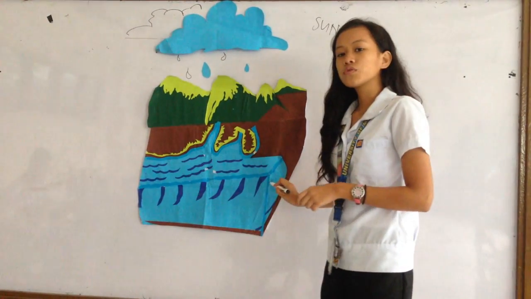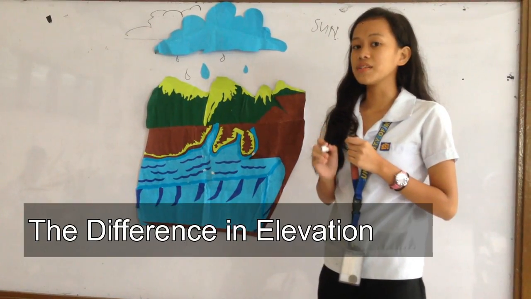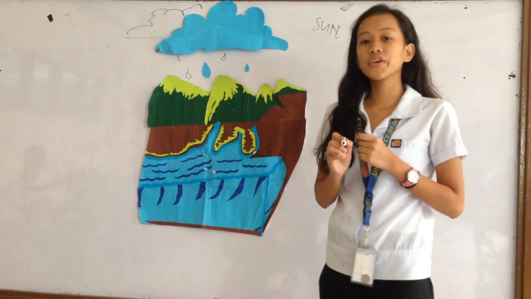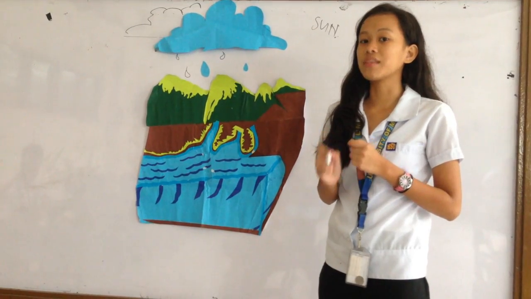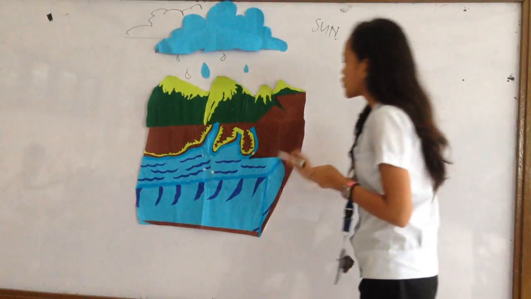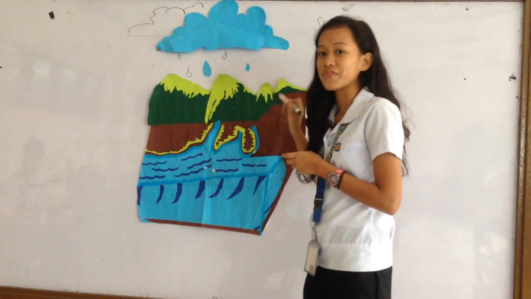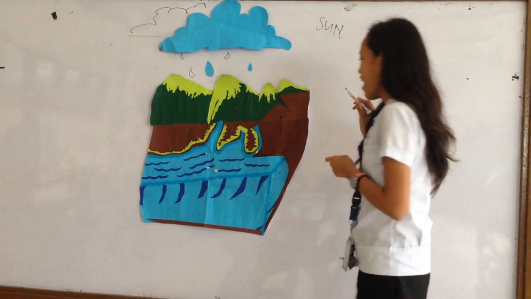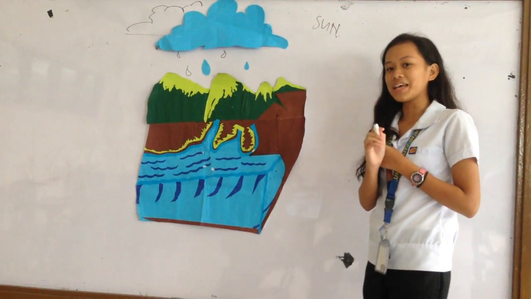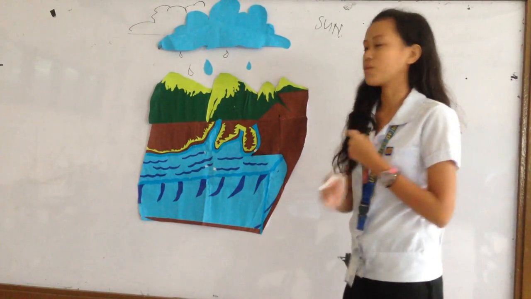Water is able to move in channels and valleys because of a difference in elevation. The water comes from higher regions, like mountains. And this water should be able to go up the mountain, which is against gravity. The most efficient way is through precipitation. This is how it goes.